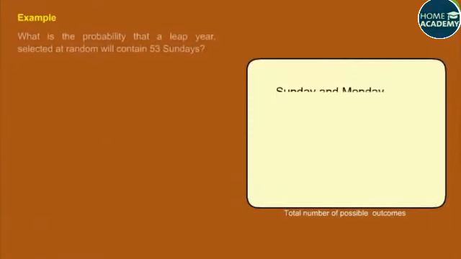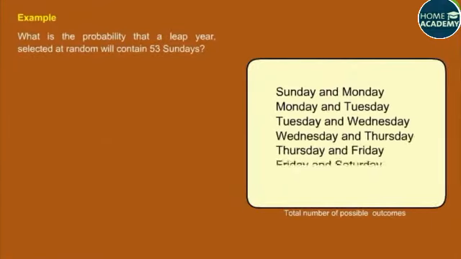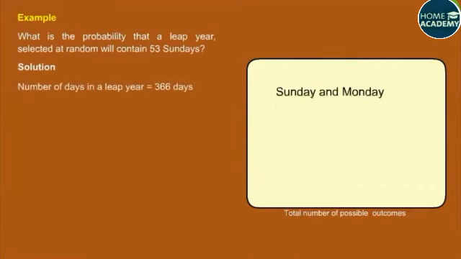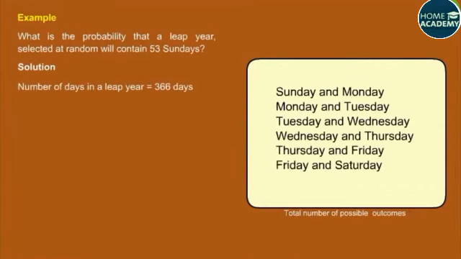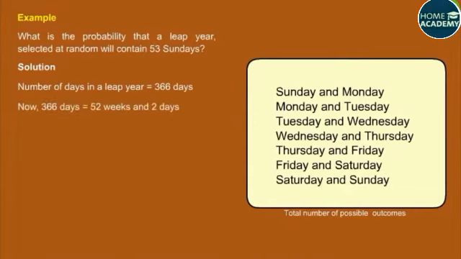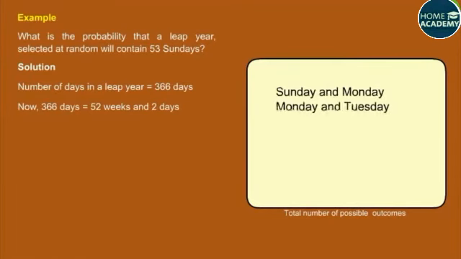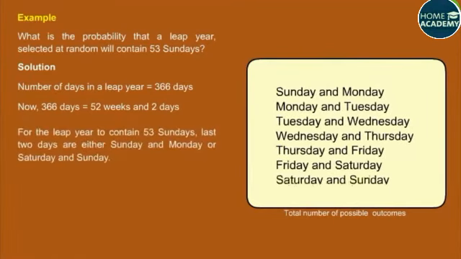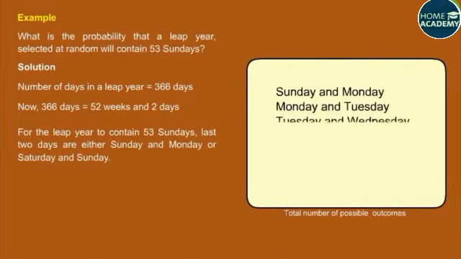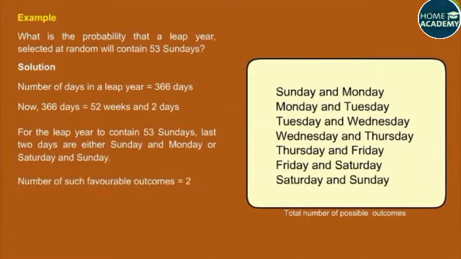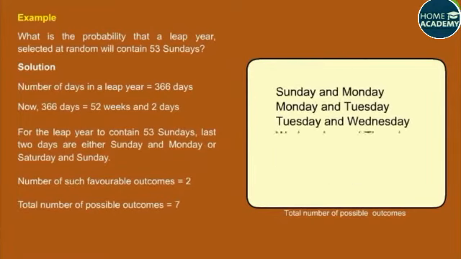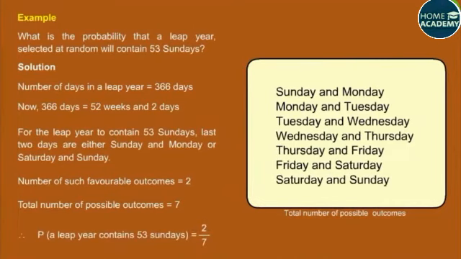What is the probability that a leap year selected at random will contain 53 Sundays? Solution. Number of days in a leap year equals 366 days. Now, 366 days equals 52 weeks and 2 days. For the leap year to contain 53 Sundays, the last 2 days are either Sunday and Monday or Saturday and Sunday. Number of such favorable outcomes equals 2. Total number of possible outcomes equals 7. Therefore, P(a leap year contains 53 Sundays) equals 2 upon 7.